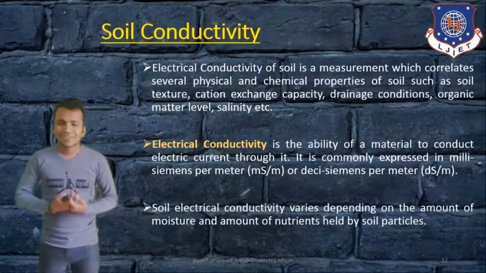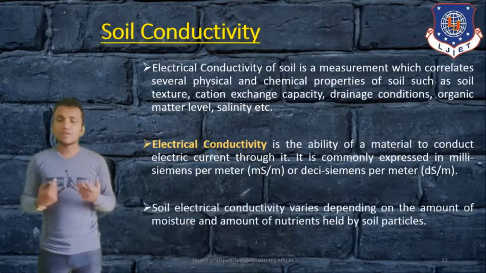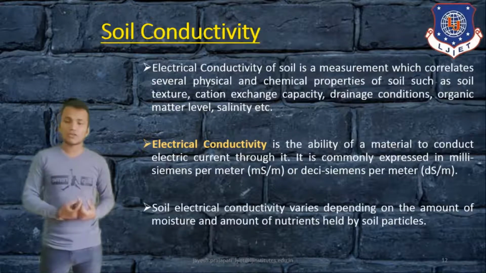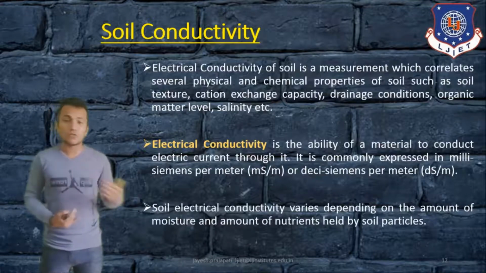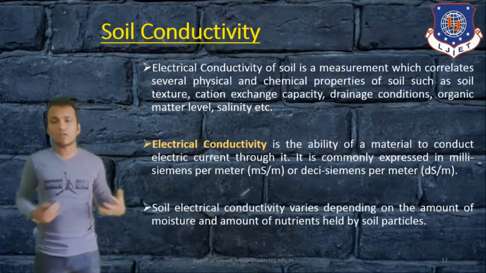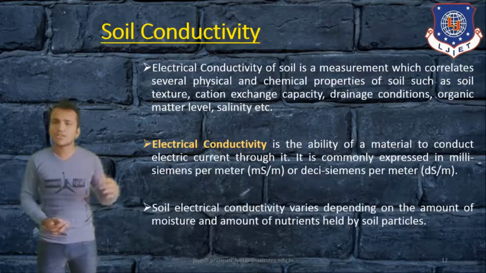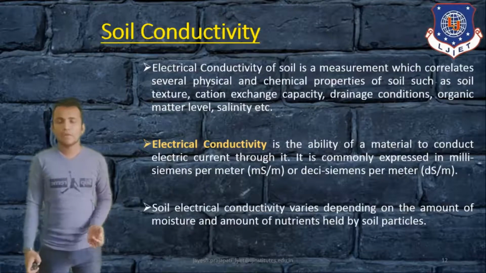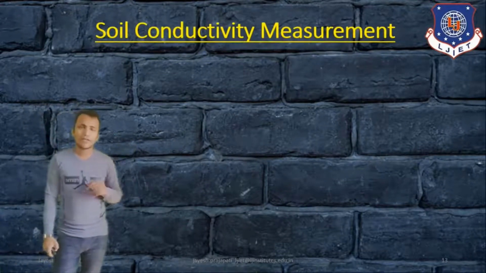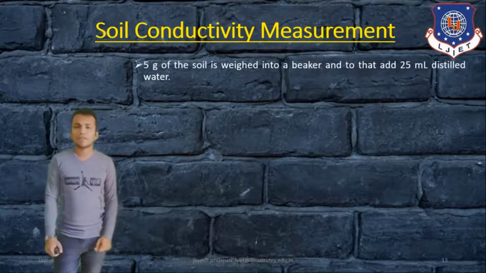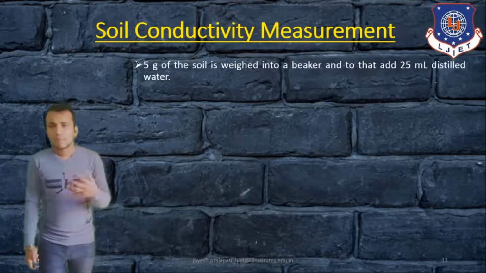Soil electrical conductivity varies depending on the amount of moisture and the amount of nutrients held by the soil particles. So it depends on nutrients and the amount of water or moisture content in the soil. Okay. Then, if we have to measure soil conductivity, there are different methods and a process for it.